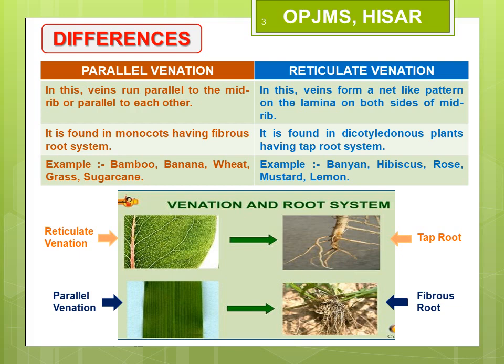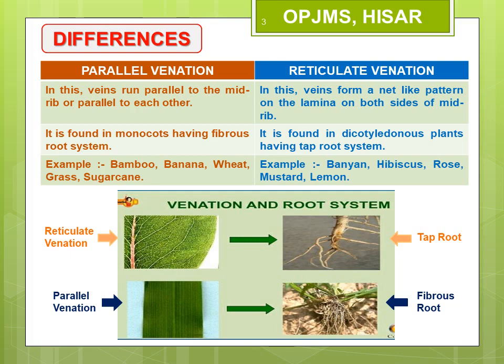Parallel venation is present in monocotyledonous plants having fibrous root system, and reticulate venation is found in dicotyledonous plants having the taproot system. I hope you remember monocots and dicots from your previous classes. Monocots are the plants in which the seed bears only one cotyledon, like maize, whereas dicotyledonous plants are the plants in which the seeds bear two cotyledons, like that of rajma.